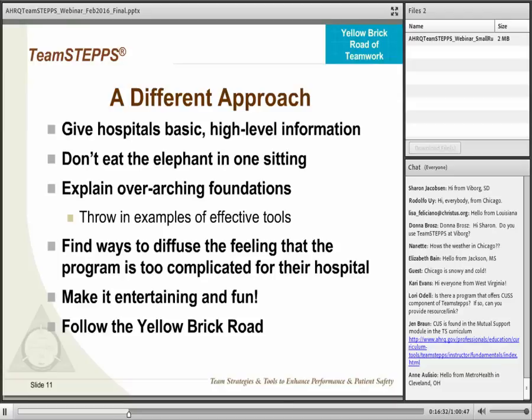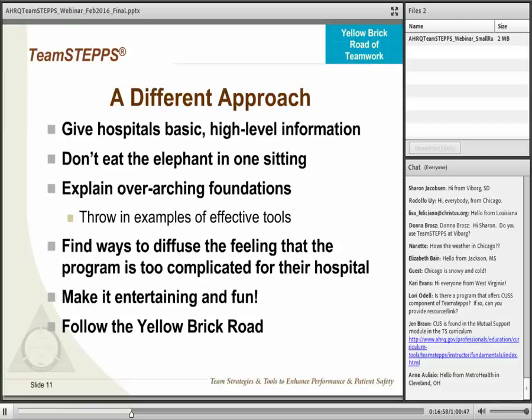But the point is, and I tell hospitals, you don't have to eat the elephant in one sitting. So the presentation I'm going to go through, with some of the slides I use, and describing the premise, is how I explain the overarching foundations. I throw in examples of the TeamSTEPPS tools. I don't give the whole package. I give snippets and pieces of information to work with.